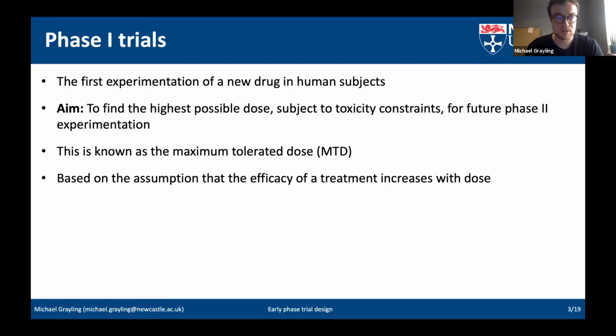Okay, so to begin with phase one trials then. So what is a phase one trial? Well, typically it represents the first experiment that you do in human subjects for your new treatment of interest. And your overall aim really is to identify what the highest dose is, subject to certain toxicity constraints, that you'll then move forward with in phase 2 trials. And this is usually referred to as the maximum tolerated dose, or MTD for short. And this is really based on the assumption that the efficacy of a treatment will increase with dose.